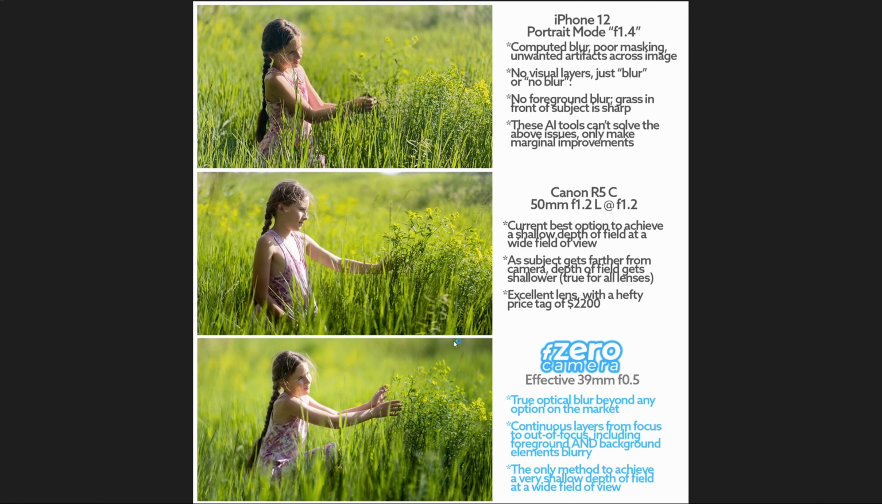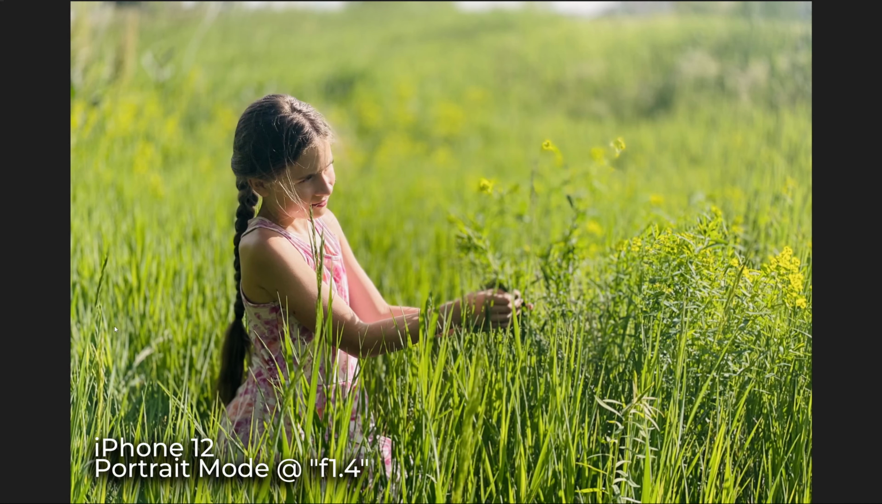So let's jump in. Right here we have the iPhone image. And honestly, it's not a bad photo. The iPhone is doing a decent job of blurring this background, and actually the bokeh circles that it makes are not too dissimilar from what you'd get with an actual 50mm f1.4 lens at these distances, with this distance to subject and this distance to background.